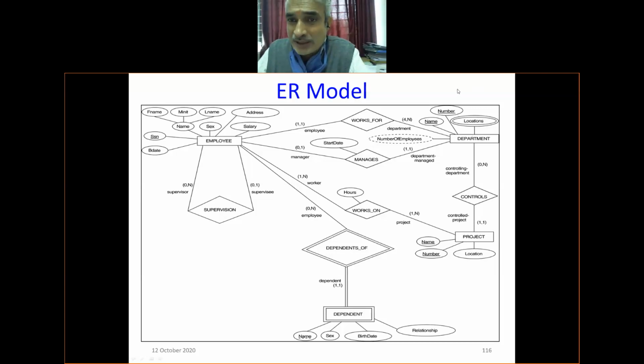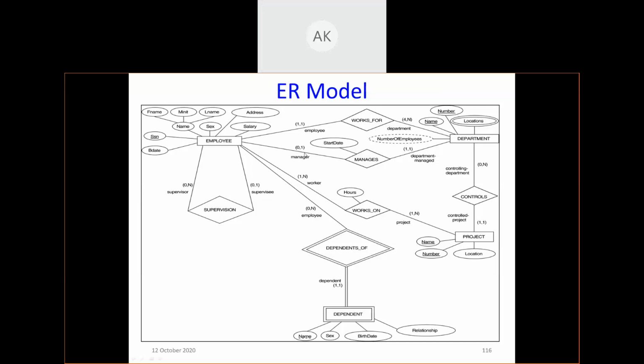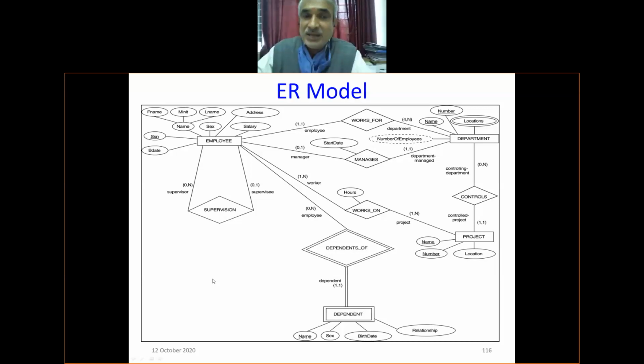Then, how does this 1,1 look? How does this 1,n look? How does this 0,n look? Right? So you take one exercise, I mean, in the in-class question bank. Ashish, take a screenshot of this. Take a screenshot. Yes, done. Right, you put it.